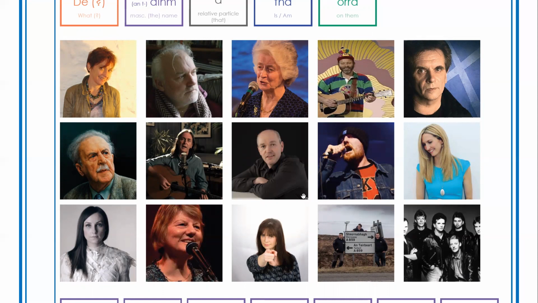Gilbert Macmillan is his name, and he is from South Uist. And Gilbert was briefly in the Outlander television series. He's a Gaelic singer, educator, and as I say, he's from South Uist.